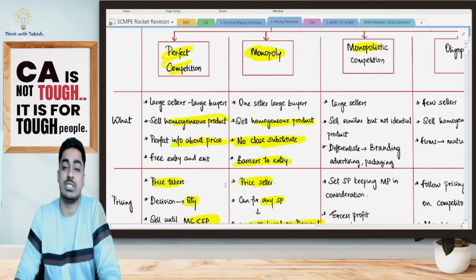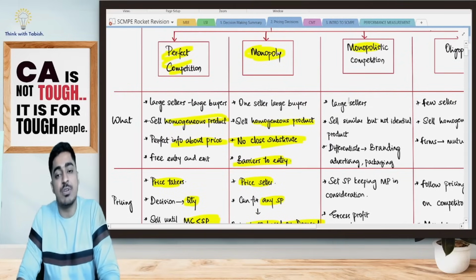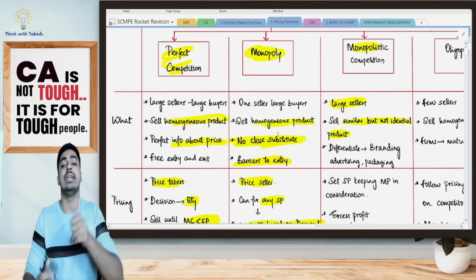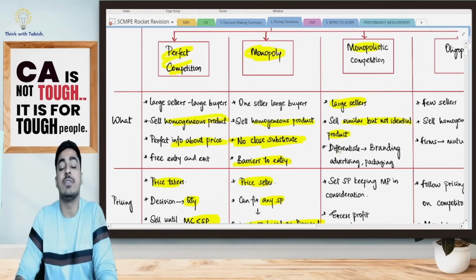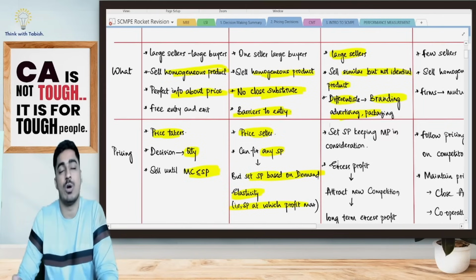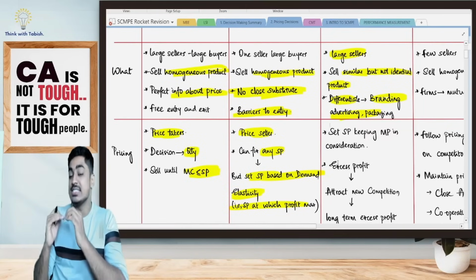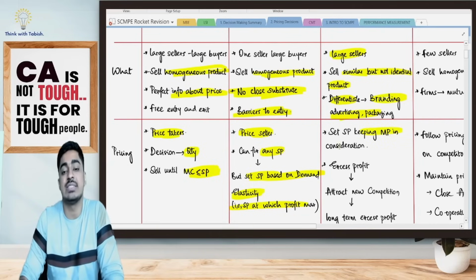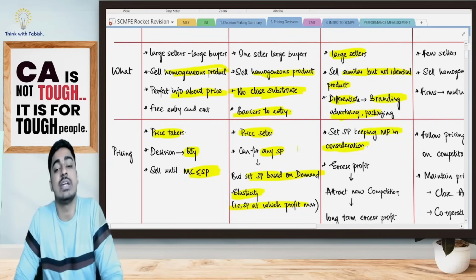Then we have monopolistic competition. Again, a large number of sellers and a large number of buyers are there. Then what is the difference between perfect competition and this one? Here we are selling similar but not identical products. Say for example, mobiles, vehicles. Similar but not identical goods or services. We try to differentiate our product using branding, advertising, packaging, etc. Now, how do we set the selling price? We are going to set the selling price keeping the market price in consideration. What my competitor is charging, what is being charged in the market, based on that, I'll be setting my selling price.